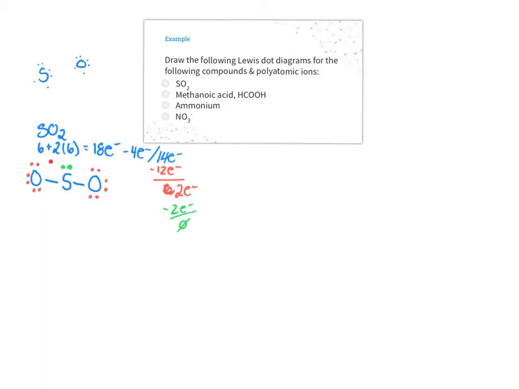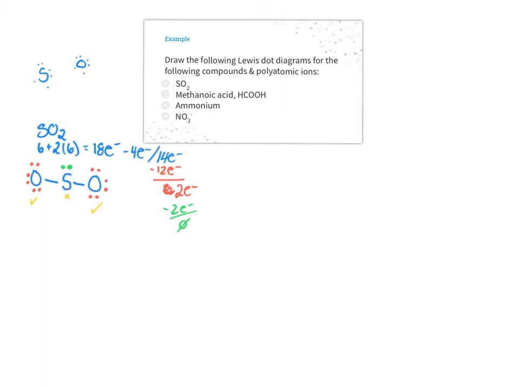Around my oxygen, I have 2, 4, 6, 8 electrons. So oxygen has a full octet. We consider it happy. It's good to go. Little check mark for it. Oxygen over here has 2, 4, 6, and remember there's 2 electrons here, 8 electrons surrounding it, so it does have its full octet. It's good to go. Looking at sulfur, sulfur has 2 electrons in this bond and 2 electrons being shared in this bond, so 2, 4, 6 electrons. Sulfur doesn't currently have an octet.